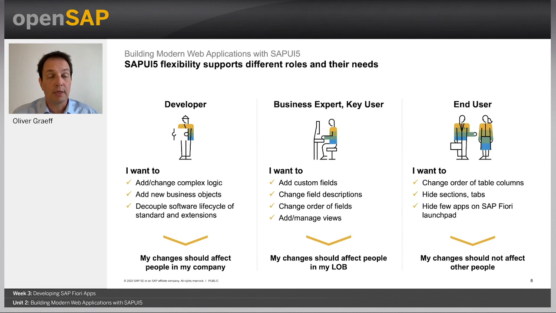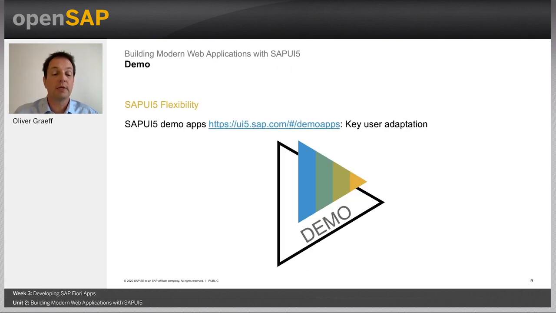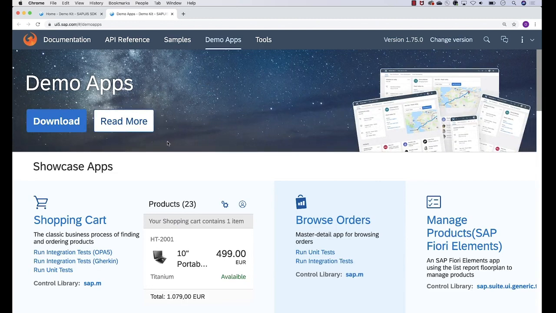Now, how would this look like? Let's have a look at a little demo. The demo app for this is in the SAP UI5 demo kit. So this is the most important URL you need to know when working with SAP UI5. It's ui5.sap.com. And if you open this, you'll see the UI5 demo kit with documentation, with API references, with lots of coding samples and demo apps.